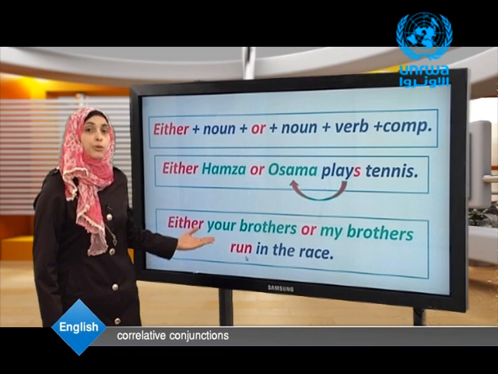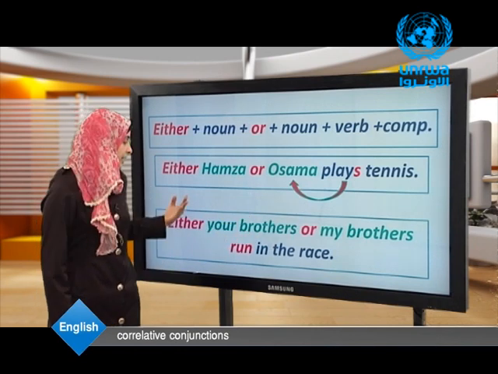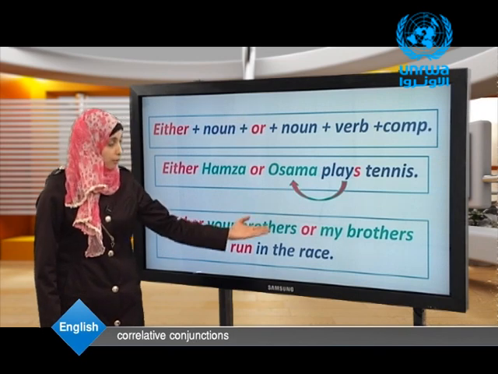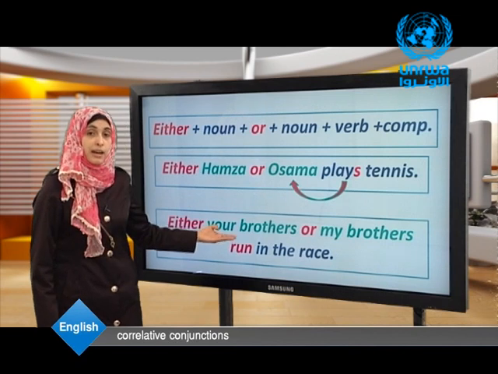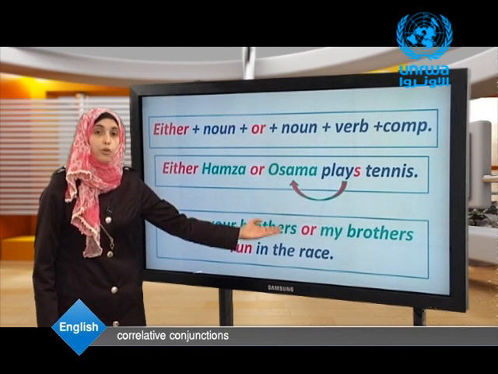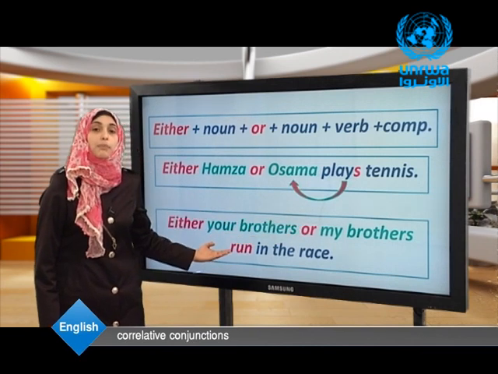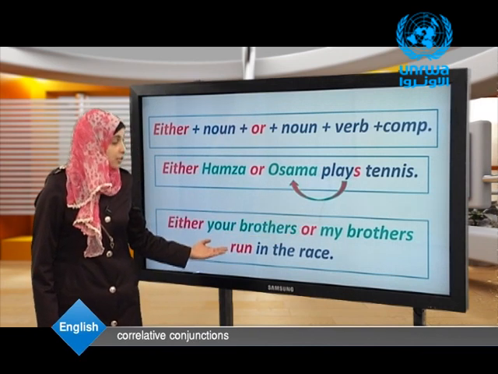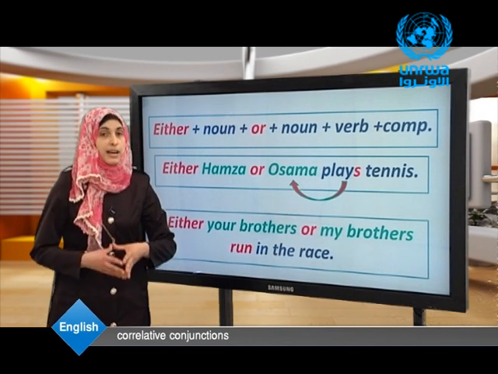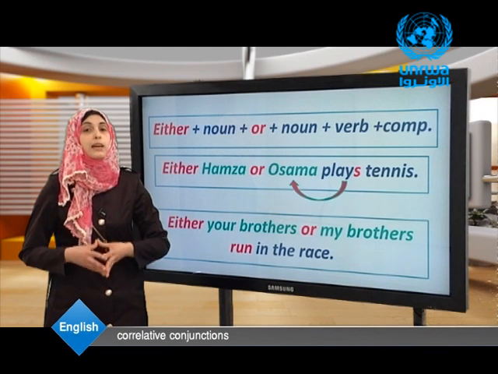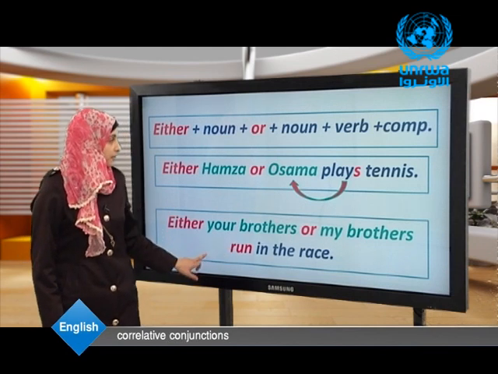Either your brothers or my brothers run in the race. Again, either your brothers or my brothers run in the race. Either, the first noun or subject, your brothers, or then the second noun, my brothers, and then run in the plural form. Why? Because it refers to the closest subject, which is my brothers. And my brothers here is plural. That's why we used run, not runs.